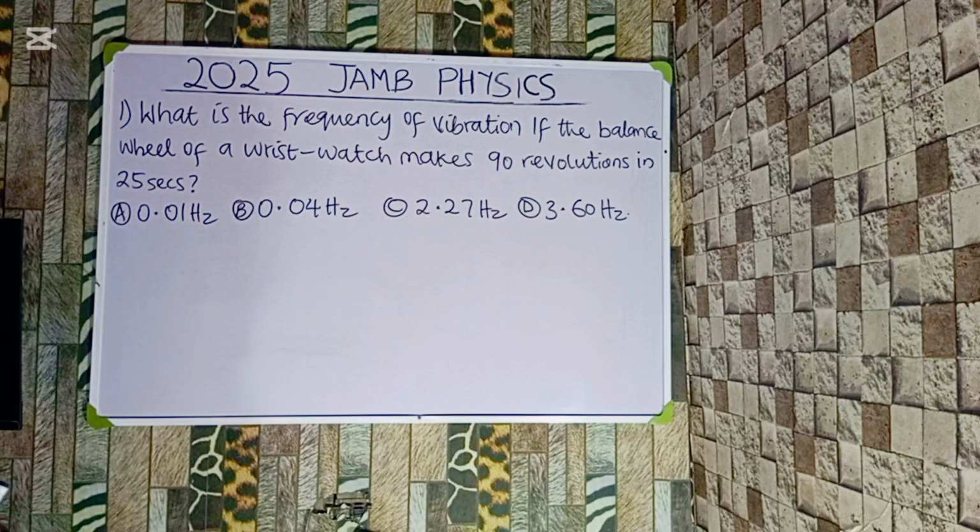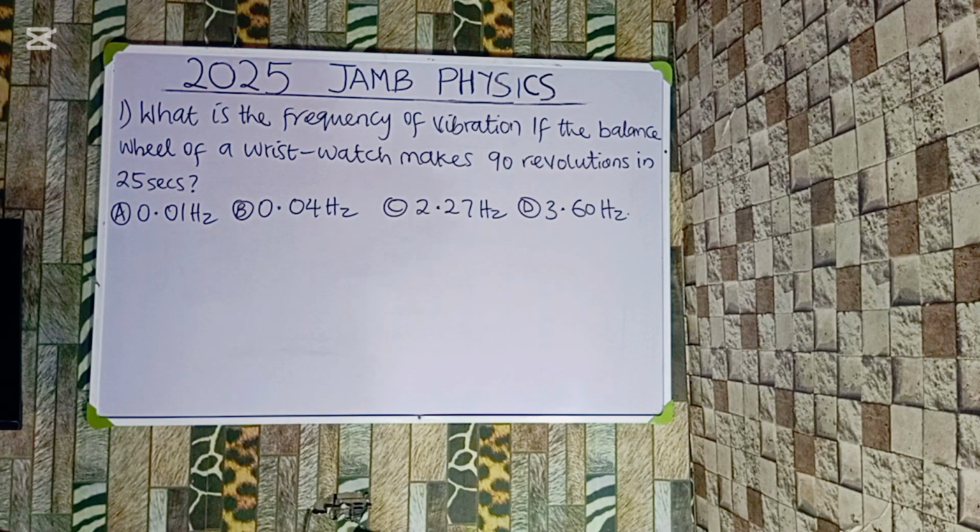What is the frequency of vibration if the balance wheel of a wristwatch makes 90 revolutions in 25 seconds? Option A, 0.01 Hz; option B, 0.04 Hz; option C, 2.27 Hz; option D, 3.60 Hz.